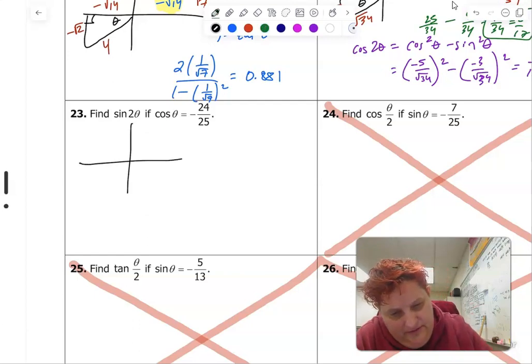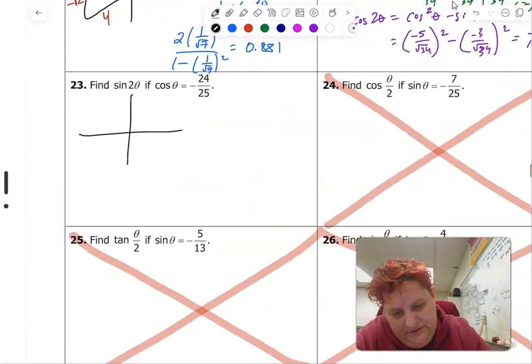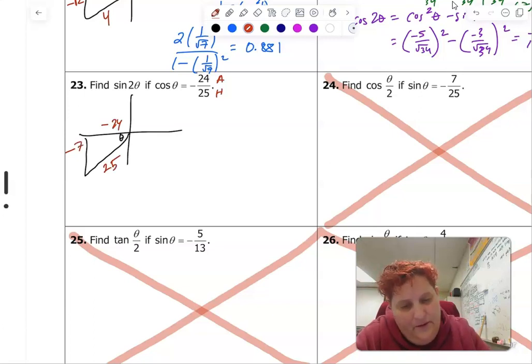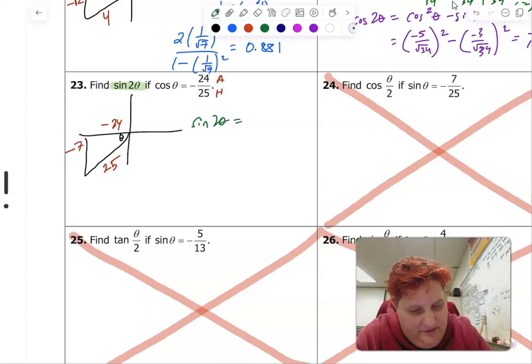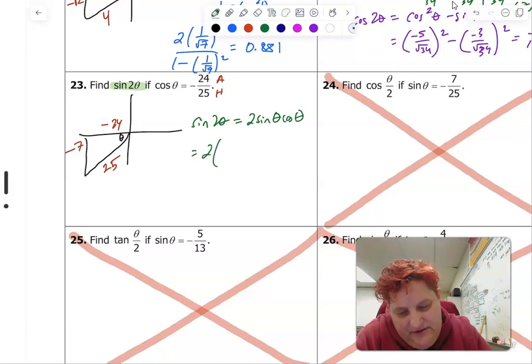Let's draw the triangle. We're in the third quadrant still. Cosine is, oh, and it's negative, negative. Cosine is adjacent over hypotenuse. So that's going to be 24, 25. And if you guys remember your triple, it's 7, 24, 25. So I look up my formula for sine 2 theta, and it tells me on that sheet, okay, I'm not going to switch over there, but it's 2 sine cosine. So it's going to be 2. Sine is opposite over hypotenuse. Cosine is adjacent over hypotenuse. I didn't put hypotenuse there.